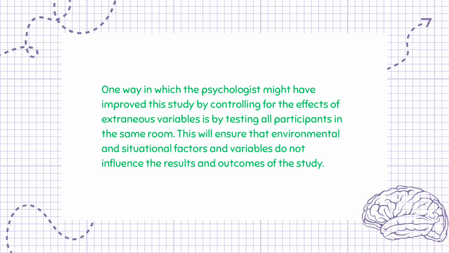One way in which the psychologist might have improved this study by controlling for the effects of extraneous variables is by testing all participants in the same room. This will ensure that environmental and situational factors and variables do not influence the results and outcomes of the study.